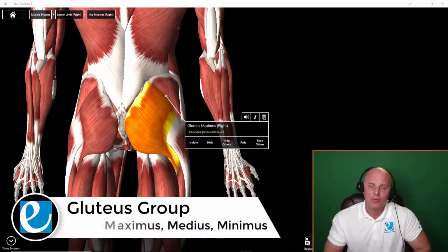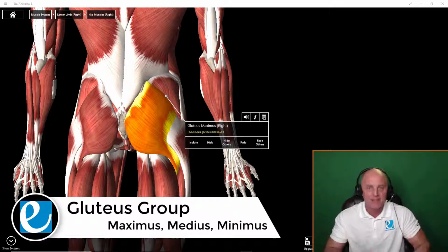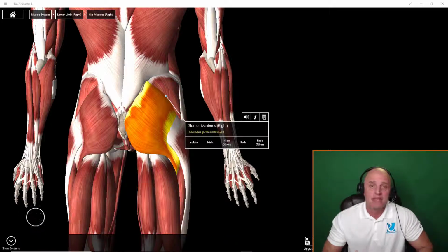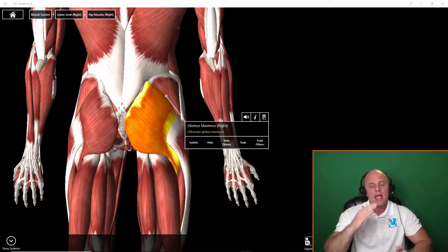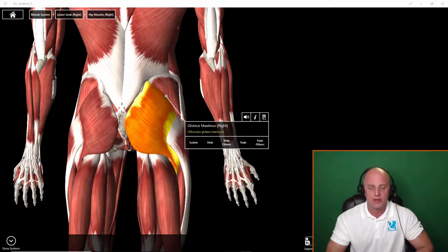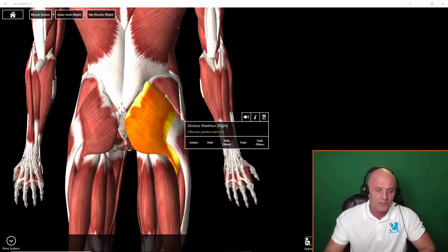Alright, on this slide today, we're going to be looking at the gluteal group: the Gluteus Maximus, the Gluteus Minimus, and the Gluteus Medius. Of course, the Gluteus Maximus is the most superficial, underneath the adipose tissue in the buttocks region. It runs obliquely from the coccyx, the sacrum, and the posterior iliac crest to the ischial tuberosity and the IT band. We can see that in our illustration right here.